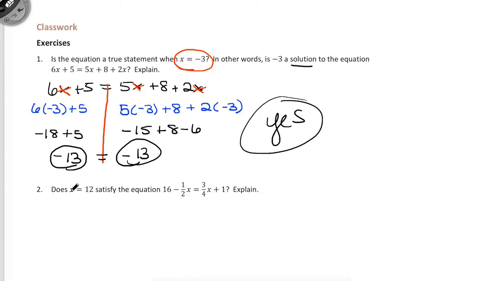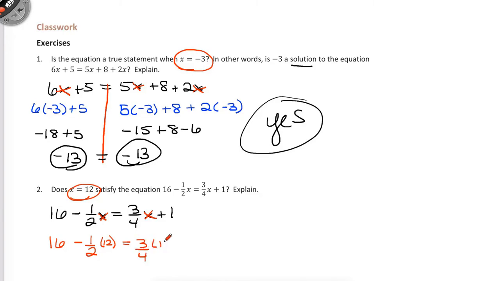All right, let's go to number 2. We want to see, can I use x equaling 12 for this equation? So we're going to say 16 minus 1/2 x equals 3/4 x plus 1. And again, I'm going to swap out my x's for 12, which gives me 16 minus 1/2 times 12 equals 3/4 times 12 plus 1.